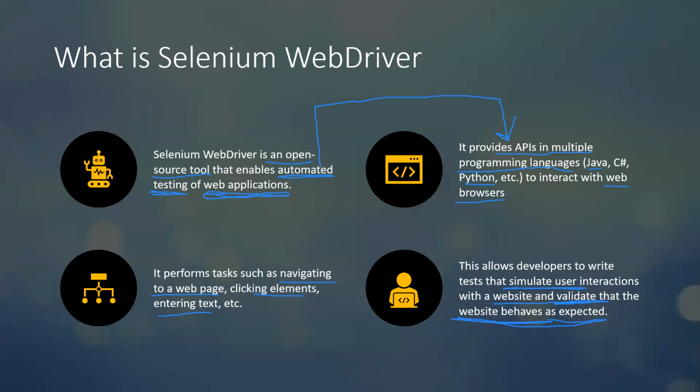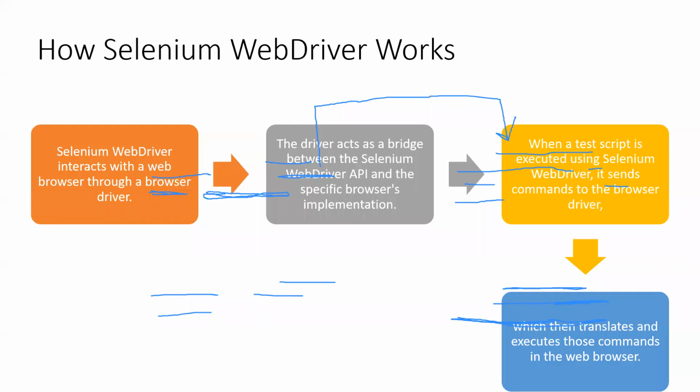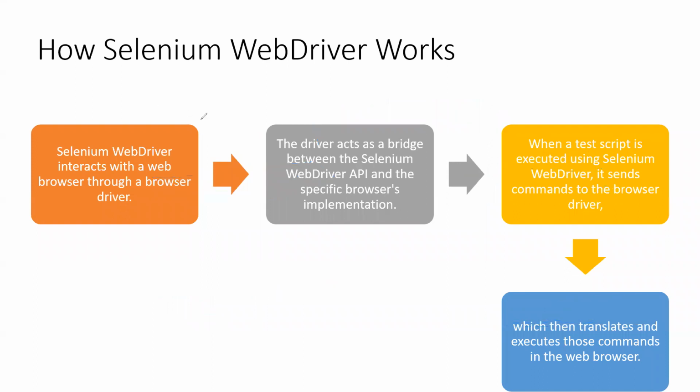Now let's try to understand how it actually works. When I say how it actually works, it means it has to somehow interact with the browser. So let's say this is my Selenium and this is the browser. It has to interact with my browser because I will be writing my code here, and this code should somehow interact with these applications. This is your web.